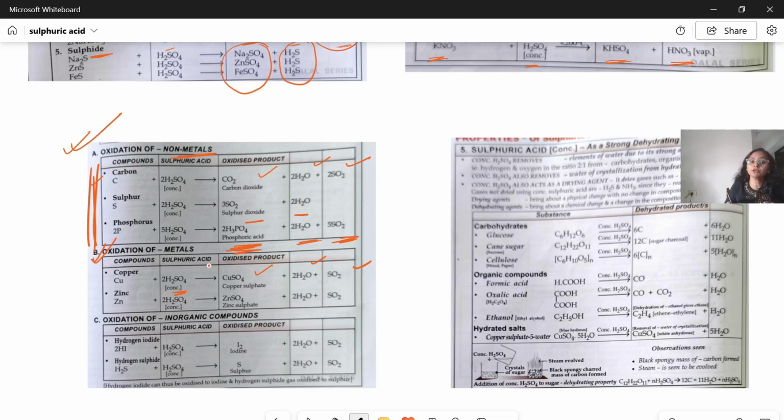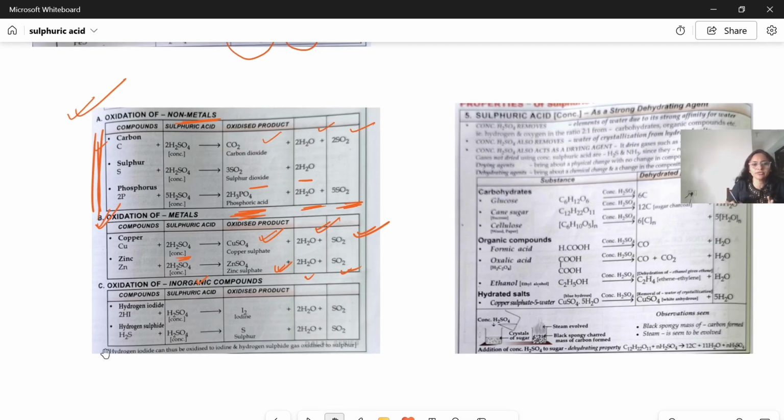What about the oxidation of metals? Copper reacts with concentrated sulfuric acid and forms copper sulfate, water and sulfur dioxide. Zinc reacts with concentrated sulfuric acid in a similar reaction and forms zinc sulfate, water and sulfur dioxide. You have to remember, it is easy, nothing difficult.